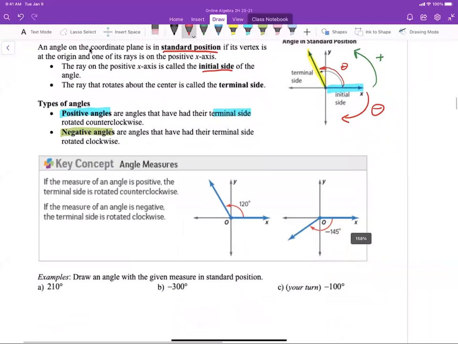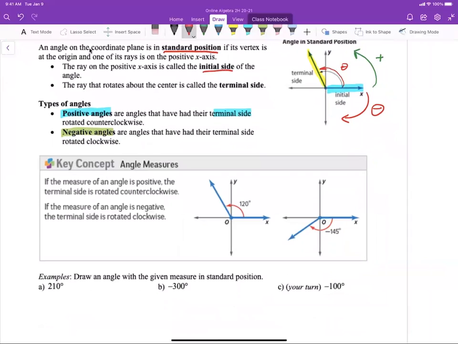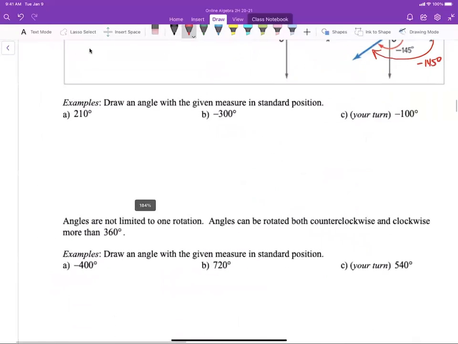All right, this is another picture of that. So you can see here that I have started at the positive x-axis. I have rotated counterclockwise, so that is a positive 120 degrees to the terminal side of my angle. In this case, to the right, I have started at the positive x-axis. I have rotated clockwise. I have an angle between my starting point and my ending point, and it is a negative 140 degrees. So let's do some examples where we start to use this.